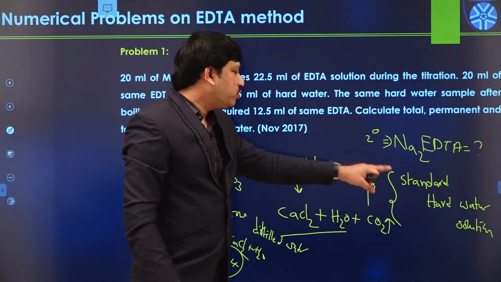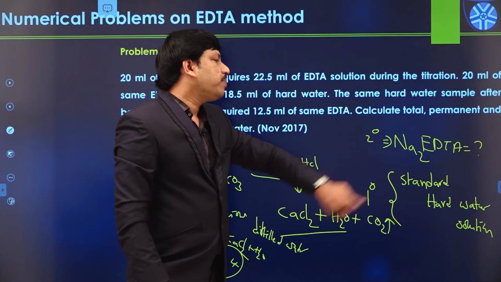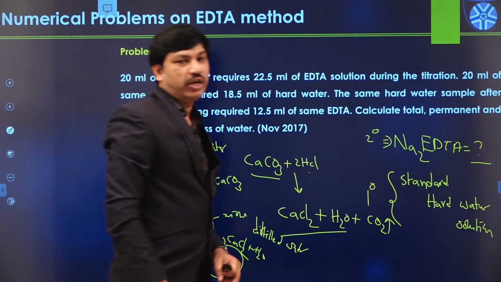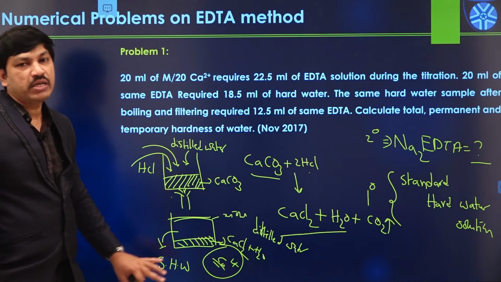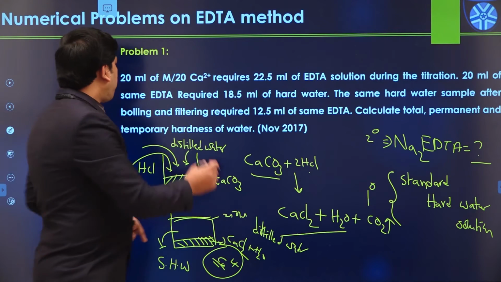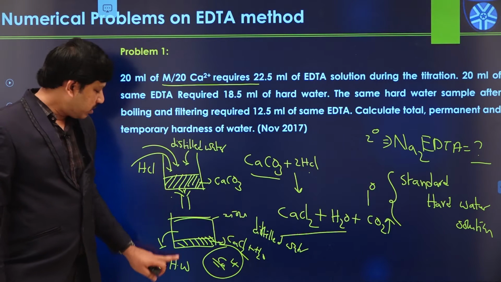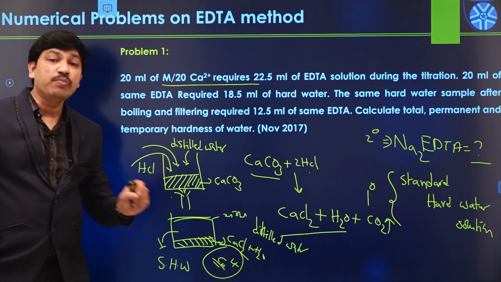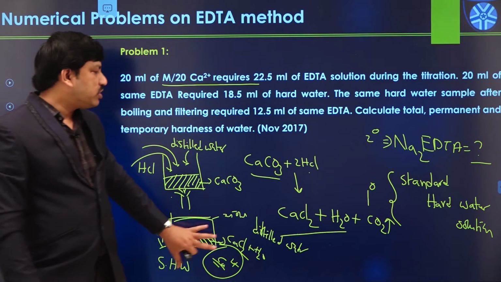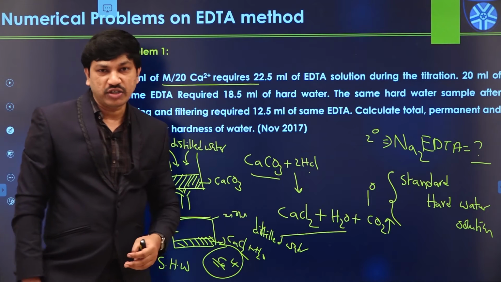Because we want to use this standard hard water sample for titrating the disodium salt of EDTA, and in order to know the concentration of disodium salt of EDTA, we are using this one. This is the procedure for how to prepare a standard hard water sample. So basically, what is a standard hard water sample? A standard hard water sample contains calcium 2+ ions. That solution acts as a primary standard reagent, and by using that solution we can measure the concentration of disodium salt of EDTA during the EDTA titration method.